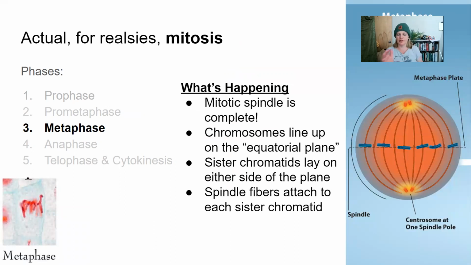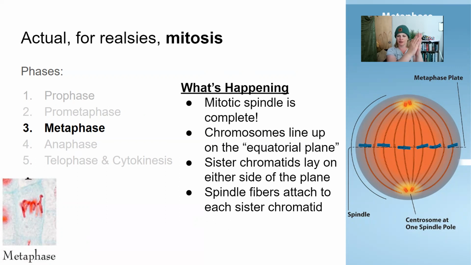Okay, so now metaphase. This is my favorite phase because it's so easy to see when we look at it under the microscope. So what's happening here in metaphase? Our mitotic spindle is complete. So here we have that mitotic spindle. We have this structure going from the centromeres to the spindle fibers. The chromosomes are lining up along the equatorial plane, so down the middle of the cell.